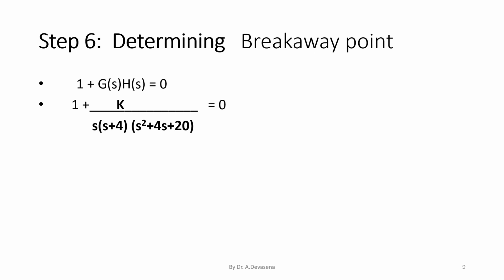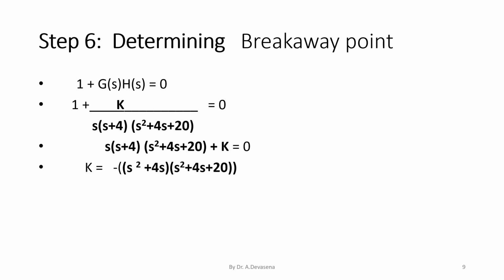Therefore, 1 plus K divided by s into (s plus 4) into (s square plus 4s plus 20) is equal to 0. If we simplify this equation, we obtain s into (s plus 4) into (s square plus 4s plus 20) plus K is equal to 0. If we further simplify, we obtain the value of K as minus s into (s plus 4) into (s square plus 4s plus 20). That is, K is equal to minus of s power 4 plus 8 s cube plus 36 s square plus 80 s.